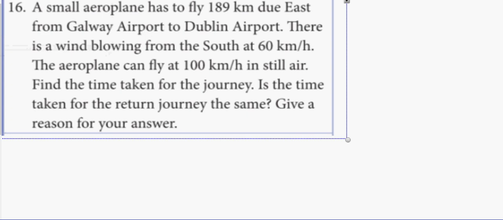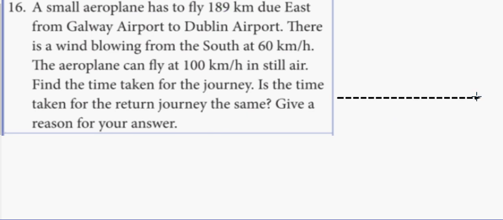A small airplane has to fly 186 kilometers due east from Galway to Dublin Airport. Okay, so this is G. This is D. And this is 189. Happy days.